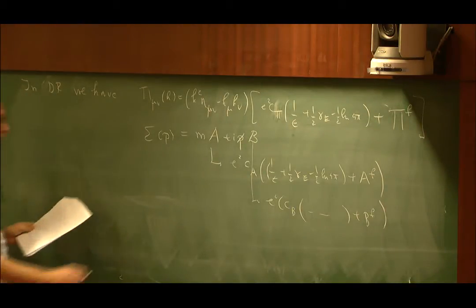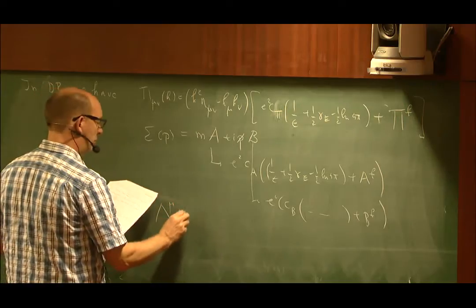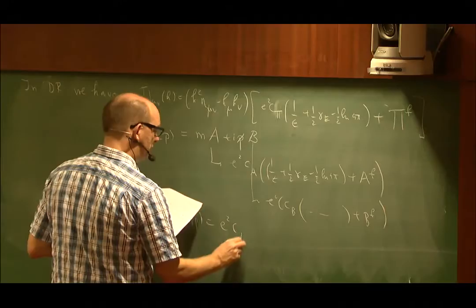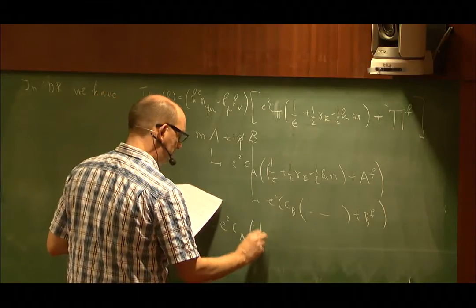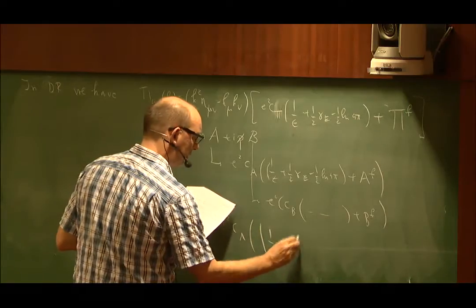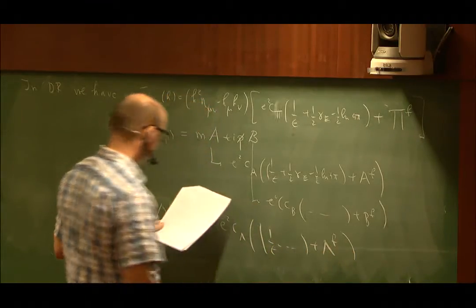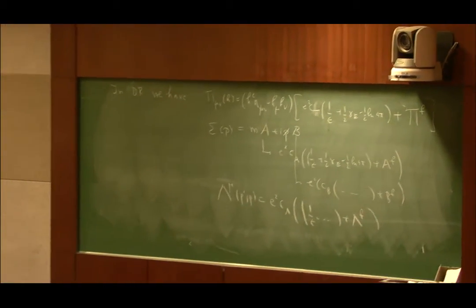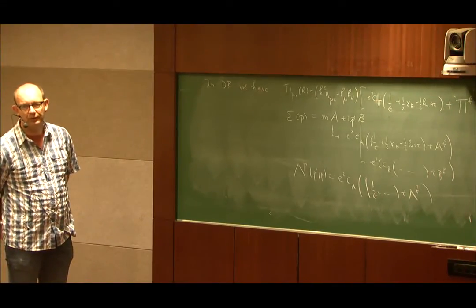And finally, for lambda mu of p prime and p, I get E squared C sub lambda, and then again 1 over epsilon blah blah blah plus lambda f. So here are the results, at least schematically, for all 3 loop integrals.